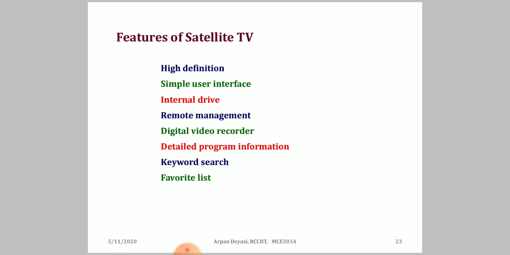I think you have a set-top box in your home, so you know basically how DSB TV works. What are the features of it? Obviously, it is high definition. Everybody is now getting the ads of the HD channels. Simple user interface. There is an internal drive, remote management is possible, digital video recording is possible, detailed program information. You will get the program list. There will be keyword based search, you can use it, and there will be a favorite list. You can save your favorite channel list. That's one of the very important advantages of satellite TV.